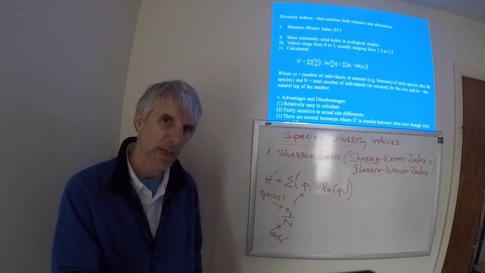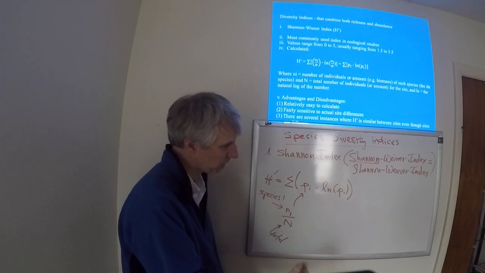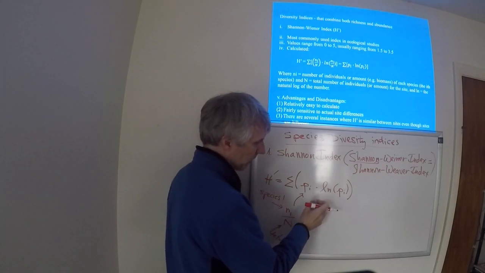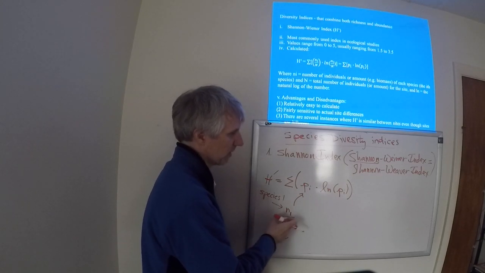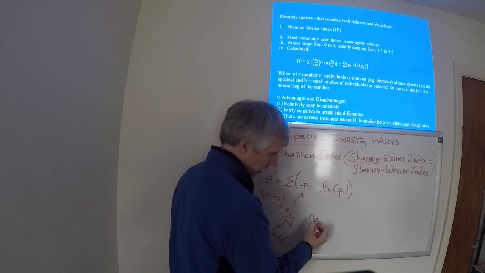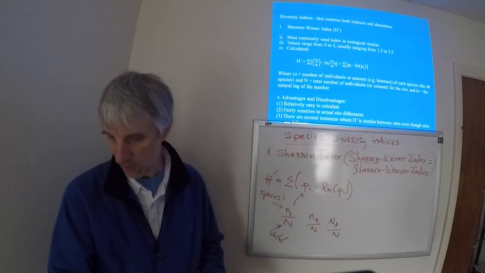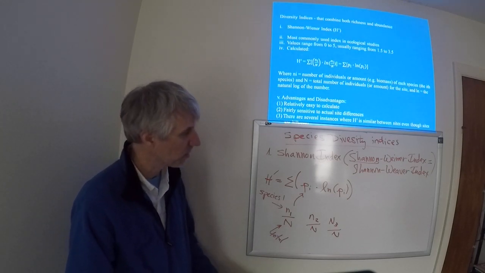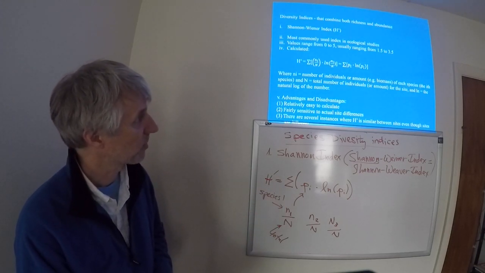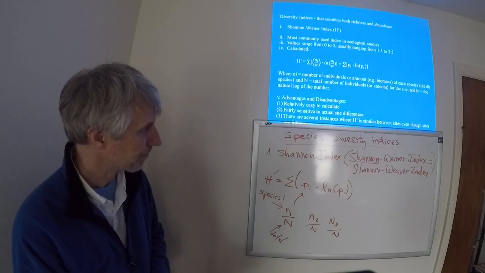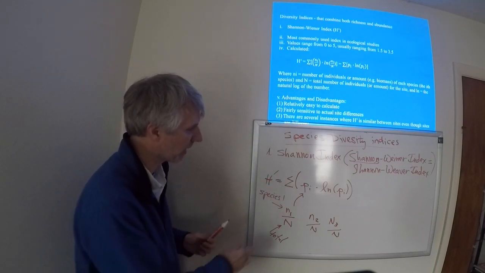So if we're doing density measures, like I said we would, this would be the number of individuals of species 1 divided by the total number of individuals in the community. And then we would multiply that times the natural log of that same proportion. We would do that for species 1, and the same thing for species 2, species 3, etc., until we finished all the species. Then we would sum that up and come up with this value H prime.